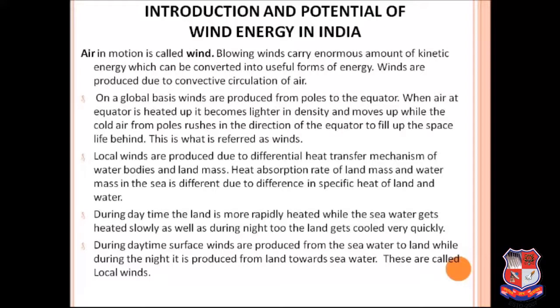night time. During the daytime, the sea water is at a lower temperature than the temperature on the land. The air in proximity with land is heated and goes up as it becomes lighter. Hence, the surface winds are produced from the sea water to land. During the night time, the situation is reversed. The sea water is at a higher temperature than the temperature on the land, and hence the surface winds produced are from the land towards the sea water. These are known as local winds.